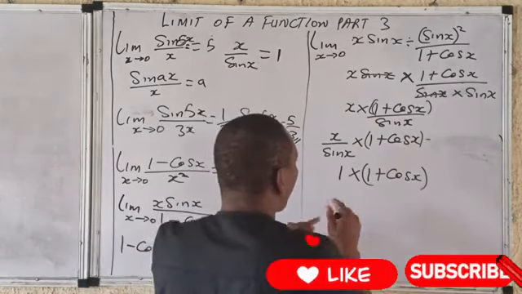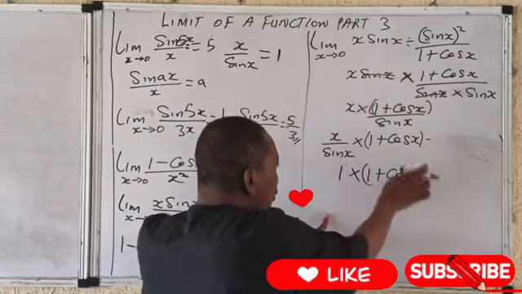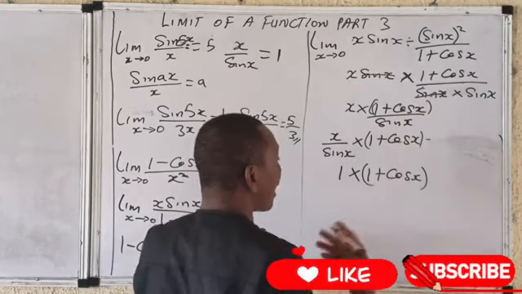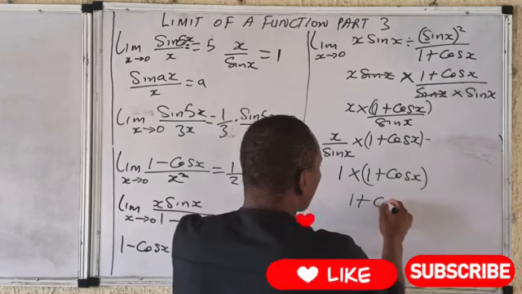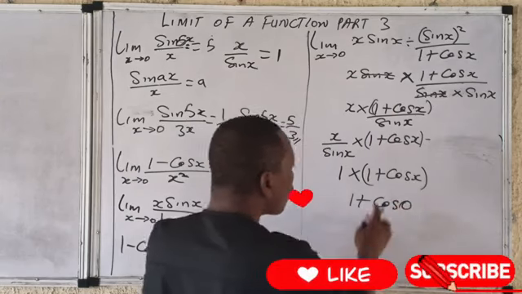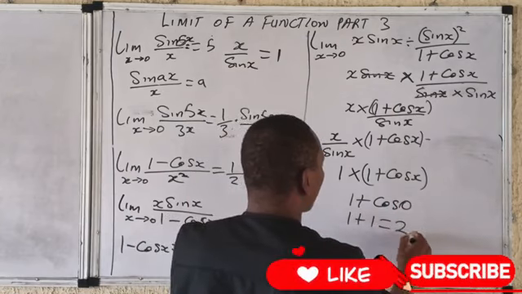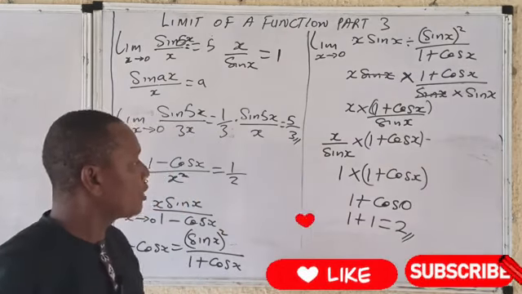Now, in place of x, we can put 0. If 1 multiplies anything, what will you have? You still have 1. So you now have 1 plus cos 0. Cos 0 is actually 1. So we now have 1 plus 1, and our answer is 2. So it's a very simple question. Let me clean the board.